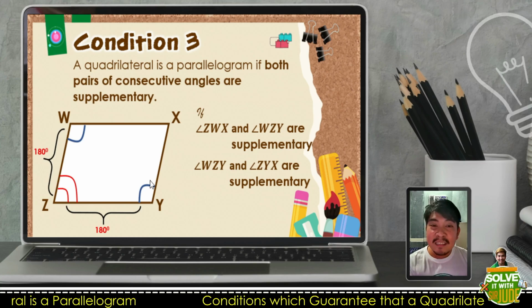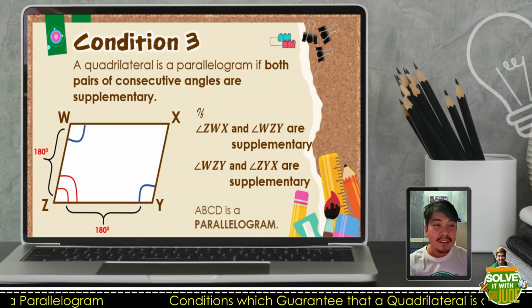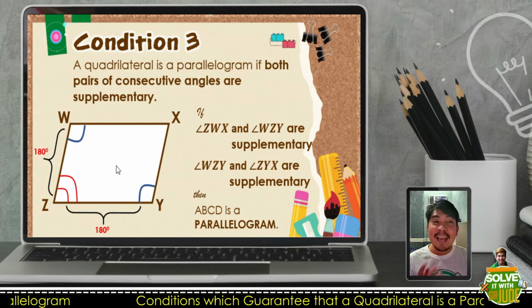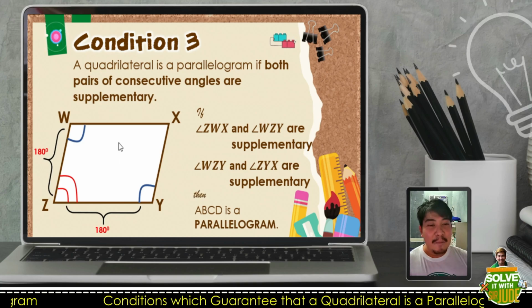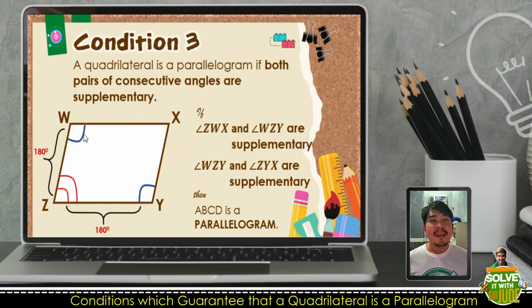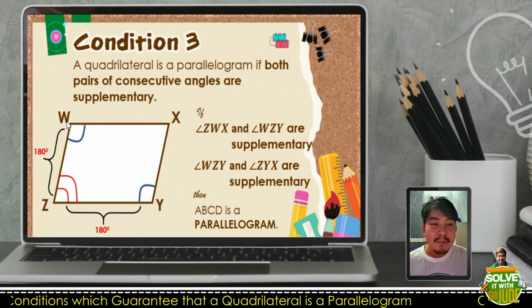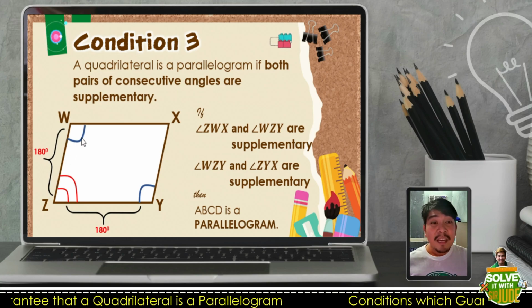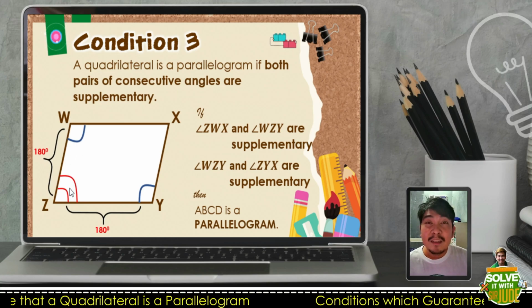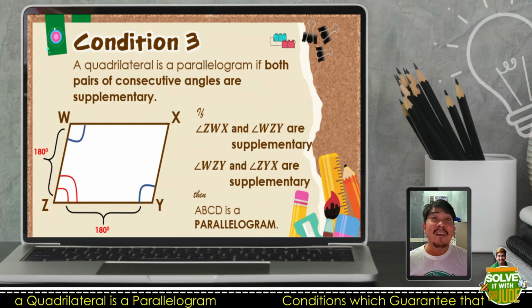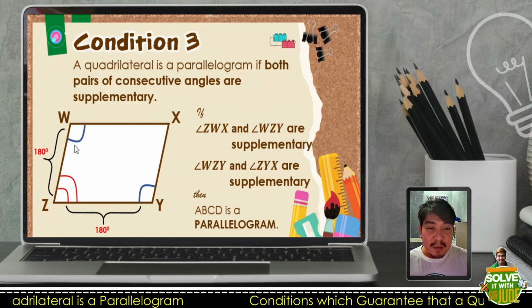So ilang pares na tayo meron dito? We now have two pairs. So therefore, we can say that WXYZ is a parallelogram. Okay? So bakit ba naging parallelogram ito? If we have two lines cut by a transversal and same side interior angles are supplementary, therefore we can say that the lines are parallel. So ito yung same side interior.